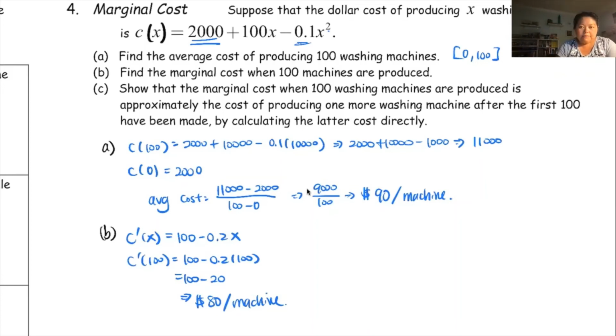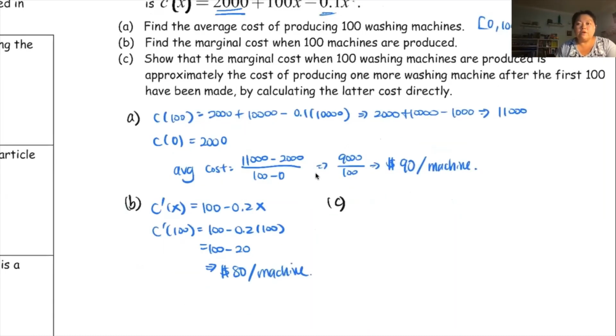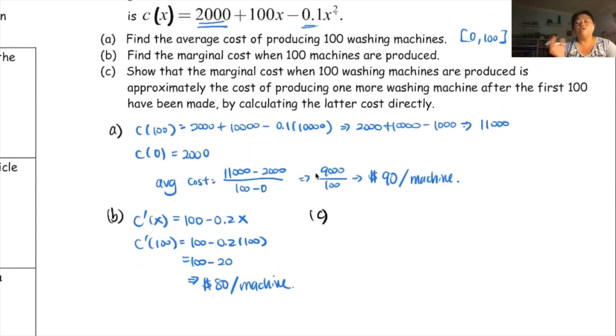So how do we know that, right? How do we know that? We are going to look at the marginal cost, comparing the marginal cost. So we're going to figure out how much it is when you're looking at the first 100 machines made. So you are looking at the cost of the 101st machine, the next one, 101, right?